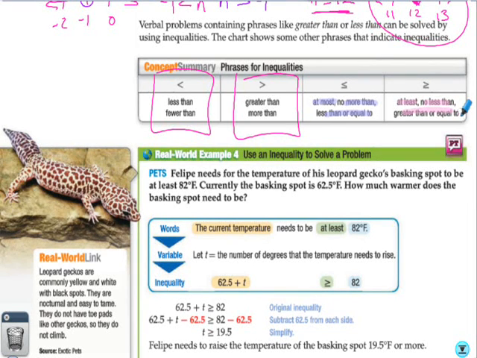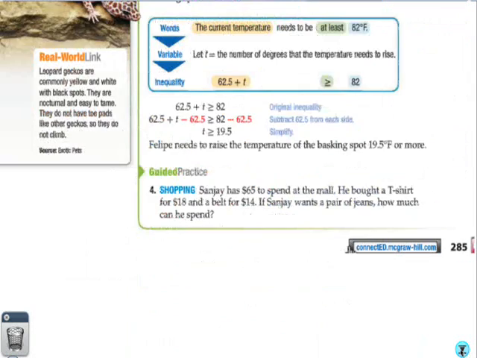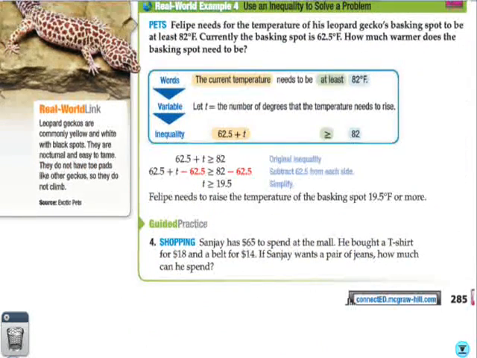So let's take a look at a real-world example over here. Felipe needs to watch the temperature of his leopard gecko's basking spot, and here's a leopard gecko that Felipe has because his parents are neglectful. It has to be at least 82 degrees. So when we say at least, if you think about what that means in context, it should be 82 degrees or more.